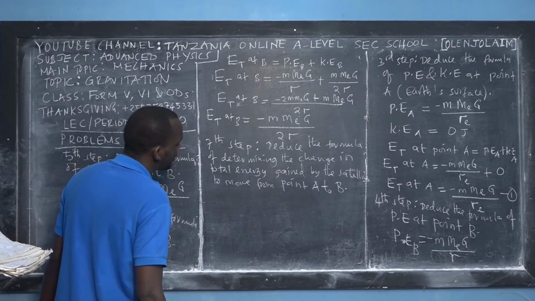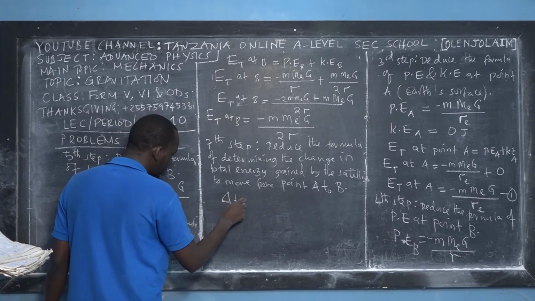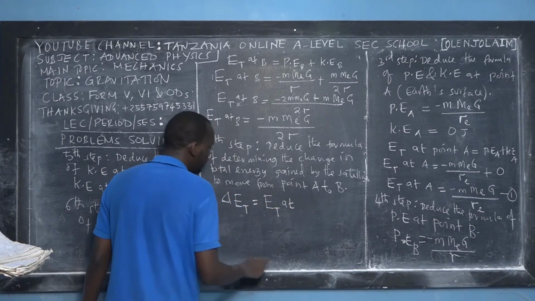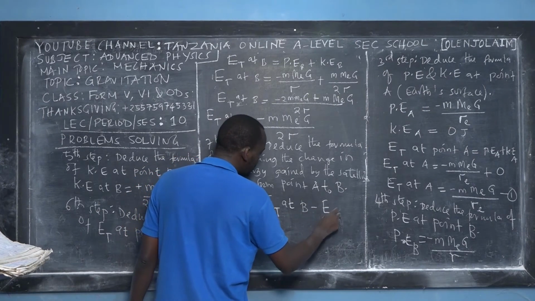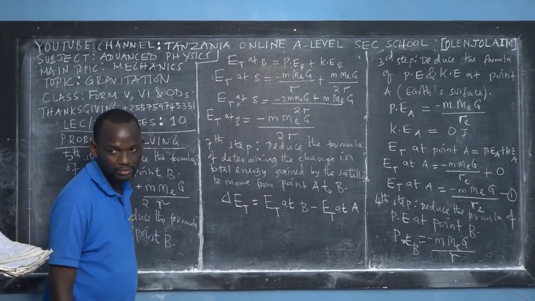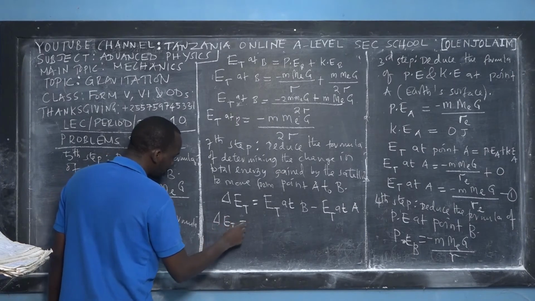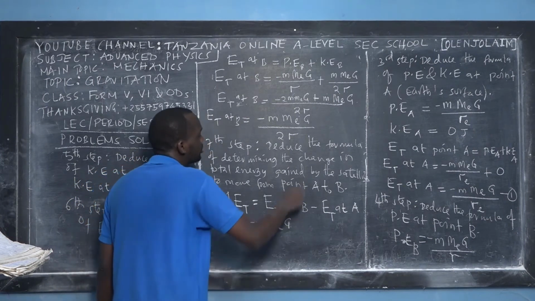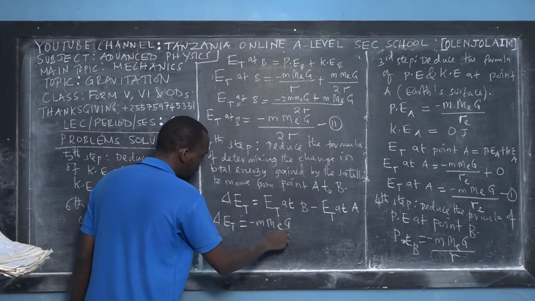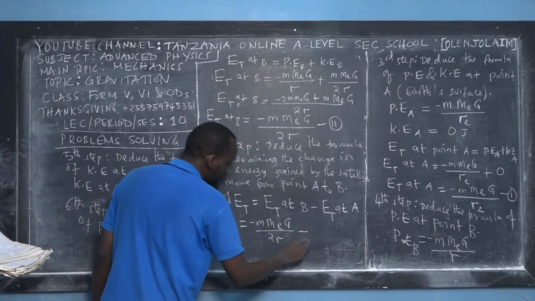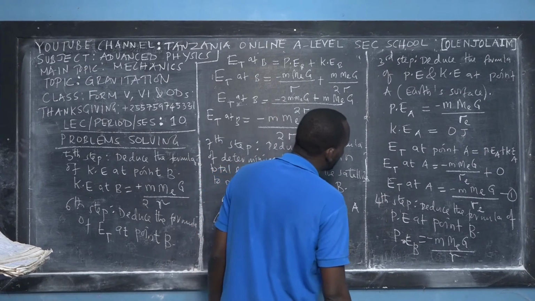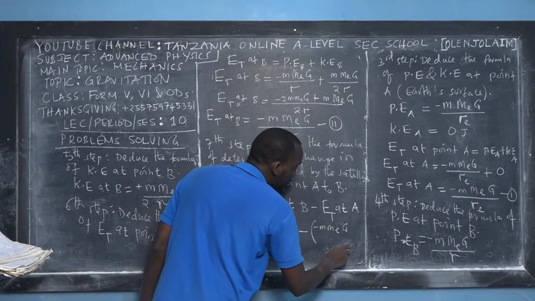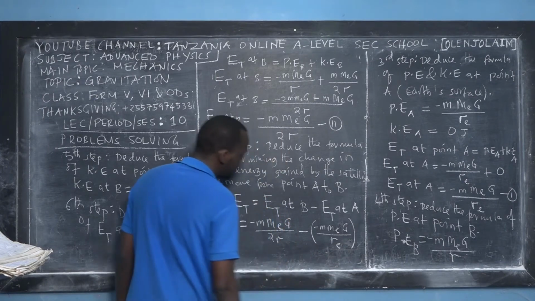Okay, so we say that now change in total energy, E total, is equal to what? Is equal to total energy at point B, the highest point, minus total energy at point A. So change in total energy, this is equal to what? The total energy at point B is equal to negative mass of the S, so suppose that this is the second equation, divided by twice R, minus total energy at point A. Total energy at point A is this one. So we say minus negative mass of the S, universal gravitational constant, over radius of the S. Fantastic.